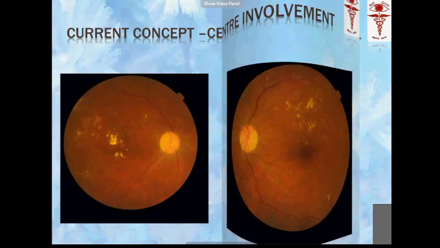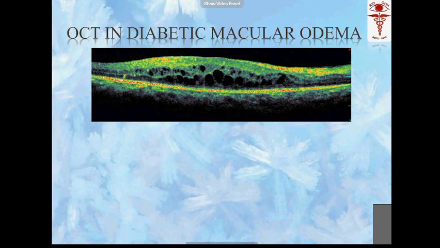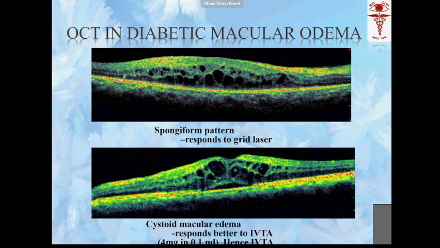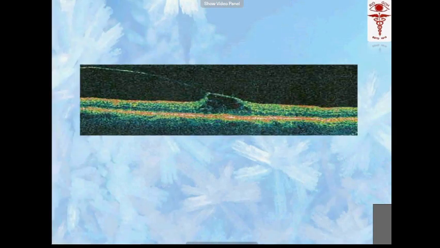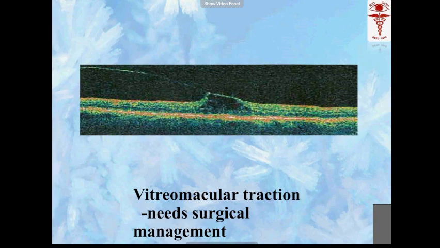So these all you need not know. This is the various OCT presentations. So the normal retinal layers you already seen. See the amount of cystoid spaces. So this is called as a cystoid type of edema or spongiform. This is a cystoid. Okay. So this is another type of macular edema where there's a traction which causes the macular edema.